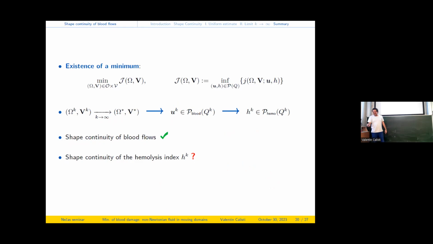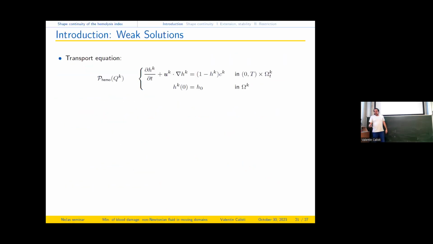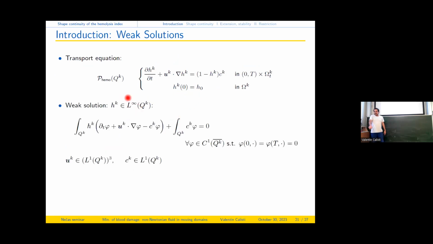So for the continuity of the hemolysis index, first I would like to define what we call the weak solution of this transport equation. So we will look for fields HK which are in L infinity. And so the variational formulation will read like this, with test functions which are bounded in C1. And with this, we just want some regularity for the velocity field and the source term. And everything is okay because we have this regularity from the previous problem.